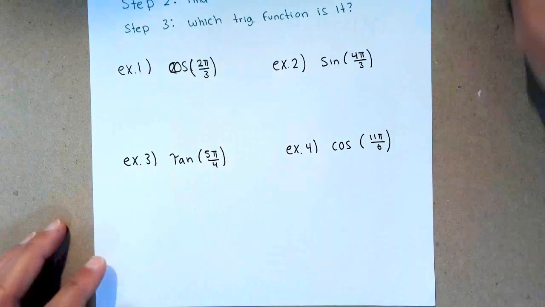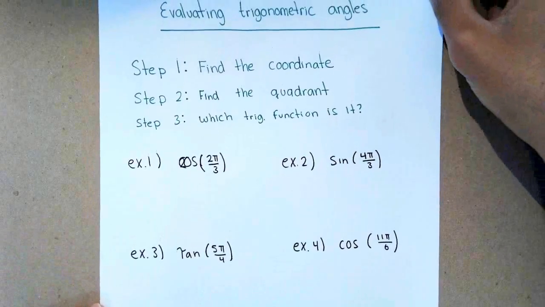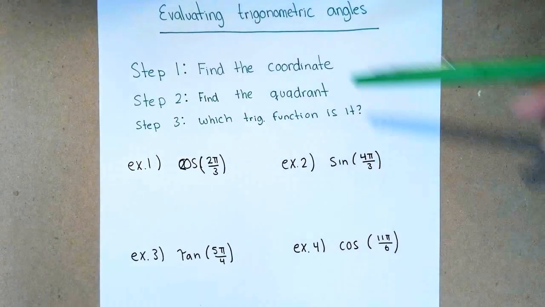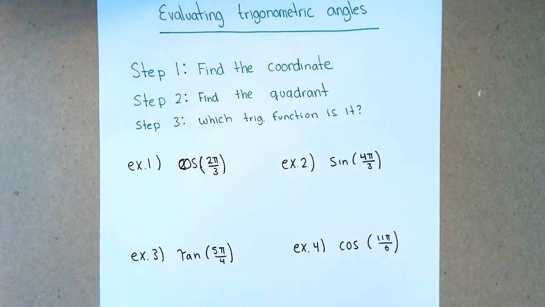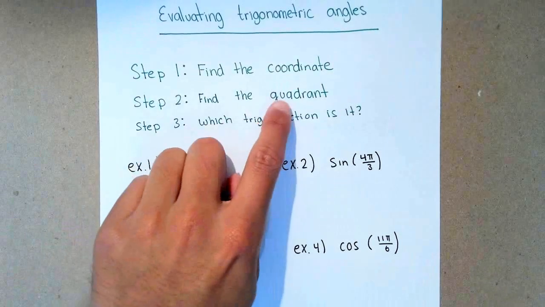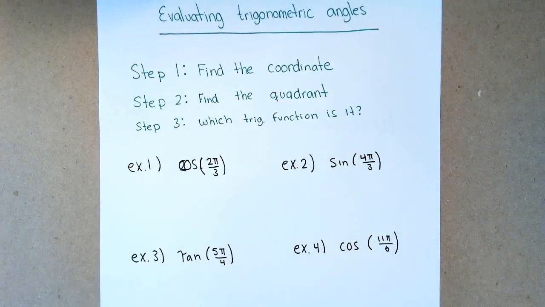The steps in solving trigonometric angles are just 3 steps. What's the coordinate? What is my denominator so I know what the coordinate's going to be? What quadrant is it in? Is it 1 less? Is it 1 more? Is it 2 times minus 1? Because that's going to help me figure out the signs.